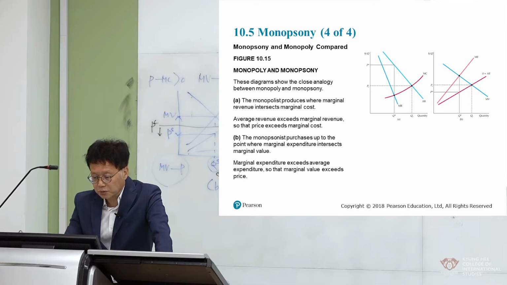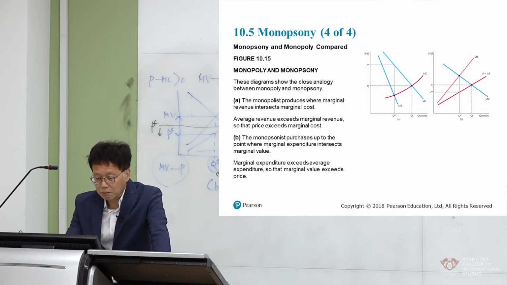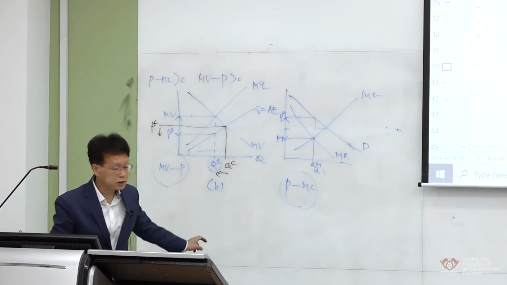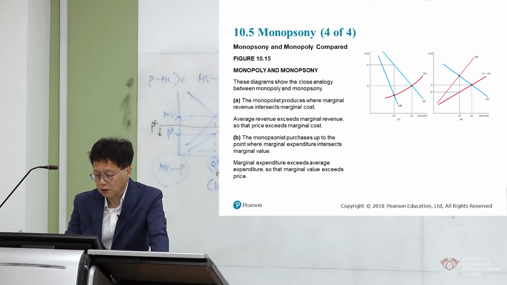In panel A, the monopolist produces where marginal revenue intersects marginal cost, and average revenue exceeds marginal revenue, so that price exceeds marginal cost. In B, the monopsonist purchases up to the point where marginal expenditure intersects marginal value. Marginal expenditure exceeds average expenditure, so that marginal value exceeds price. Okay, that is panel B, and that is panel A in figure 10.15.